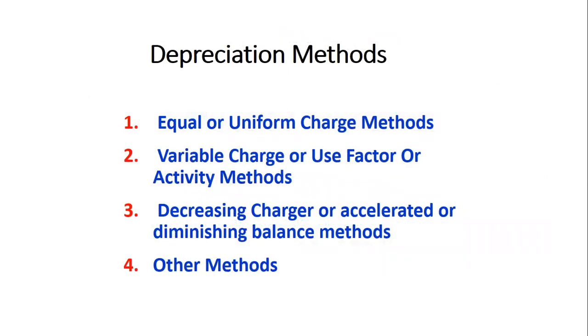Now, depreciation methods. Okay? We have equal or uniform charge methods, the variable charge or use factor activity methods, and the decreasing charge and other methods. Ang main focus lang natin actually is the first three. Under equal or uniform, dyan papasok yung straight line method. Sa variable charge, nandiyan yung output method. Dyan sa decreasing, of course, nandiyan yung sum of the years digit and declining balance method.